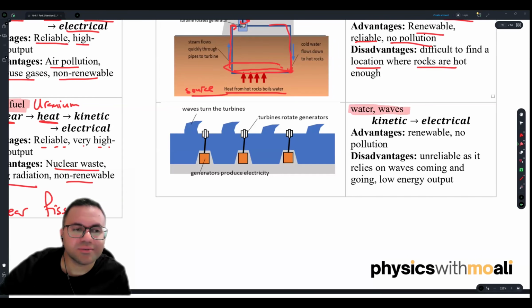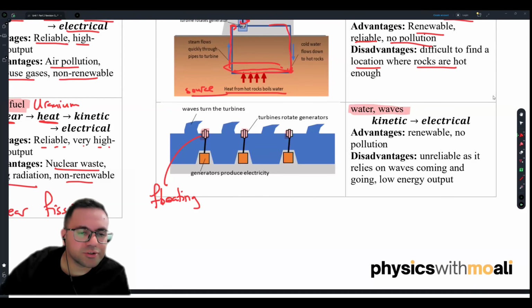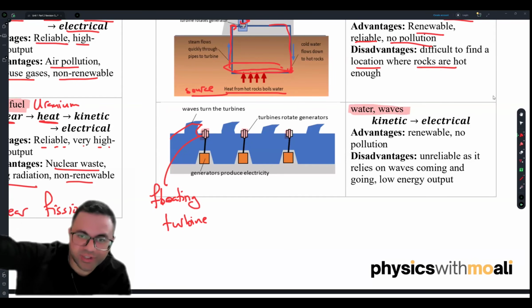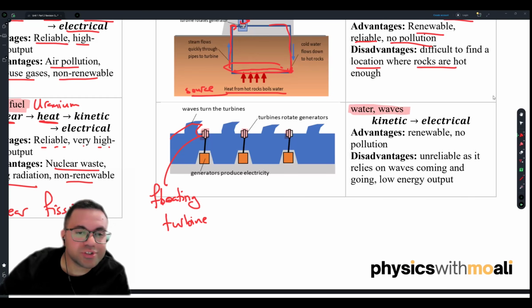Waves. What's a wave turbine? We literally put floating turbines in the water where there are strong waves. So when the waves hit the turbine, they spin or they vibrate up and down. Sometimes they're called buoys as well. They vibrate up and down, which turns a generator.